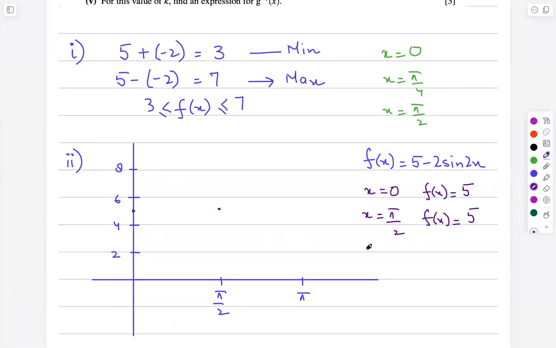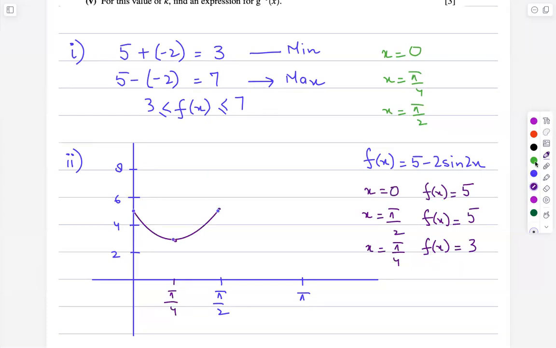Taking the value in between, which is x equals pi upon 4, we can find a value at pi upon 4 as well. When we substitute x equals pi upon 4, pi upon 4 multiplied by 2 will become pi upon 2, and sine of pi upon 2, or sine 90, is 1. So 5 minus 2 will be equal to 3. So at pi upon 4, the value will be 3. So we can first join these three points to make the first part of the graph.